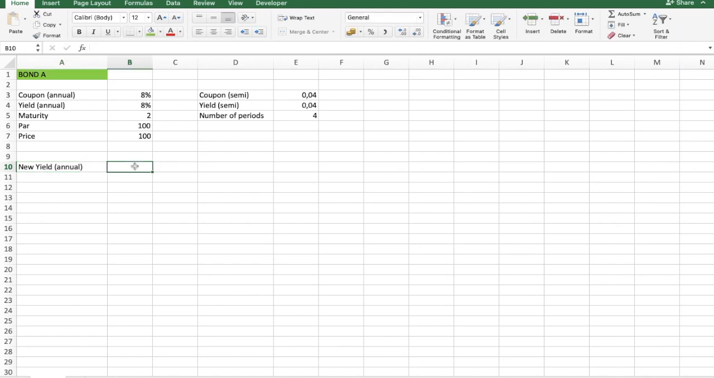So remember, we are looking for the price change following a 1 basis point change in the yield, which means that the new yield will equal the current one plus 1 basis point, which is 0.01%.